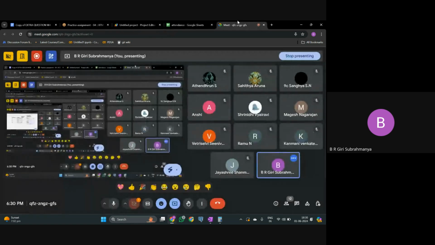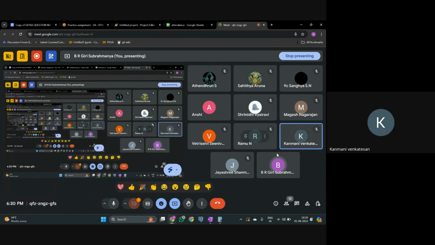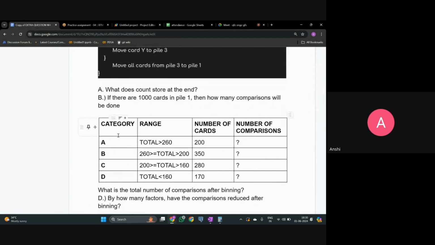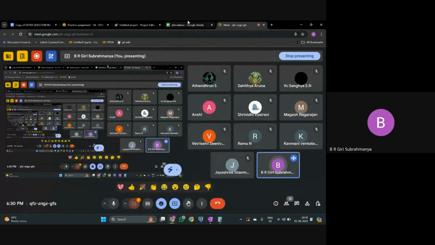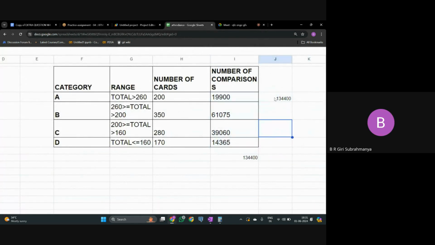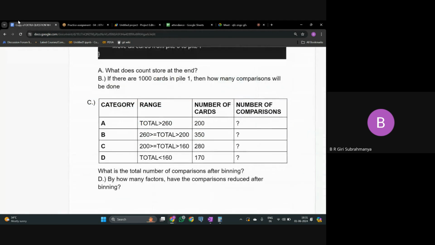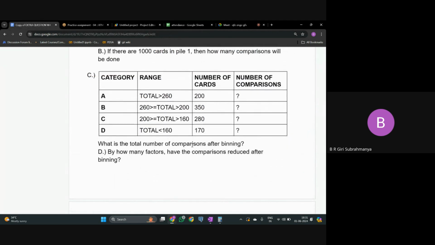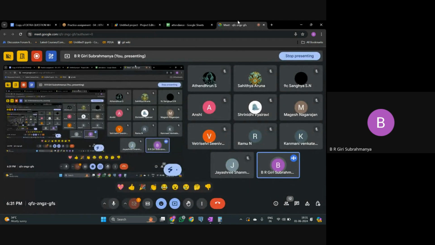Right. So the overall total number of comparisons is 1,34,400. Now coming to the fourth question: by how many factors have the comparisons reduced after binning?